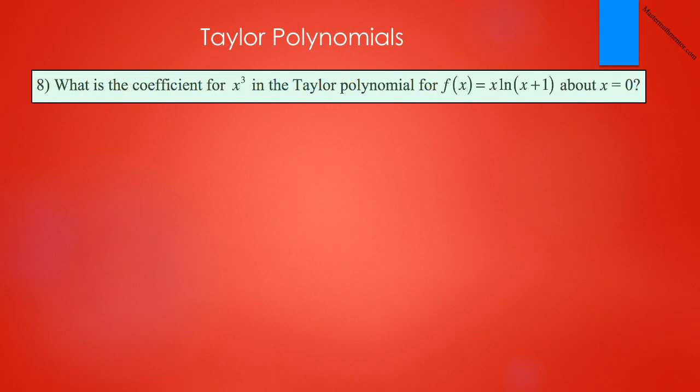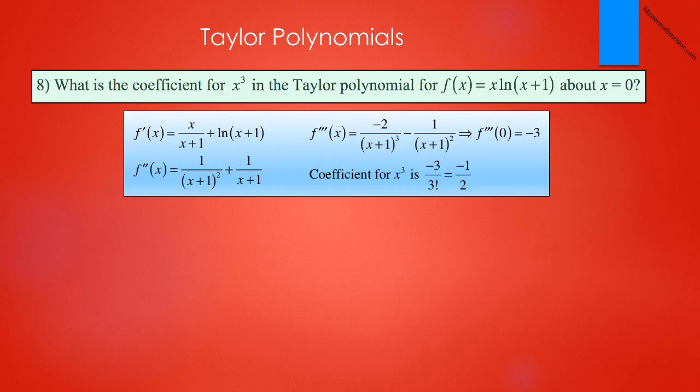In number 8, you are asked, what is the coefficient for x cubed in the Taylor polynomial for f of x equals x natural log of x plus 1 about x equals 0? Two things here. First, when you're asked about the Taylor polynomial about x equals 0, you're really being asked about the Maclaurin polynomial, just another way of saying it. Second, you're not asked to generate the Taylor polynomial. You're just asked for the coefficient of x cubed.